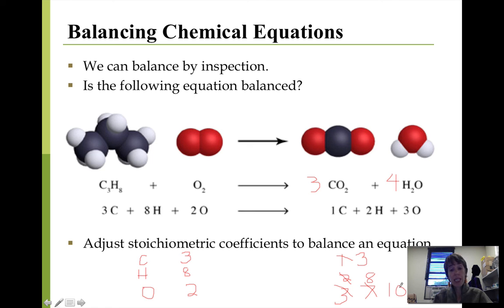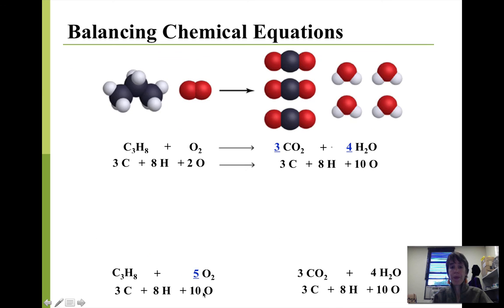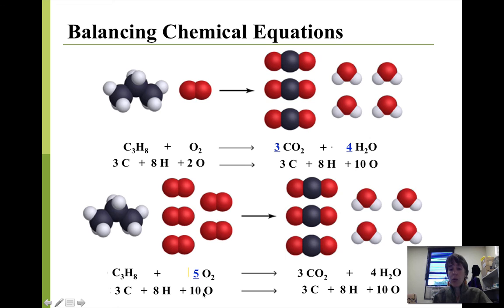Can you guess what our last step is here? We need to have 10 oxygens on the left side, so I would need a coefficient of 5 on the oxygen, and that would bring me to 10. So when you really draw it out like this, you can see it just makes sense that this is the ratio at which propane and oxygen react, and this is the ratio at which those products are formed.